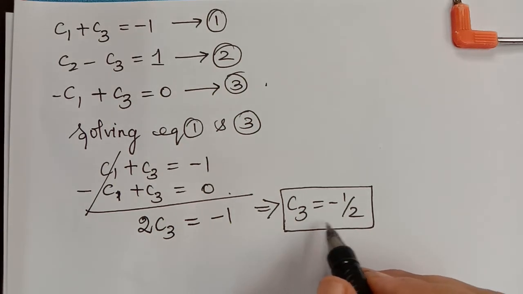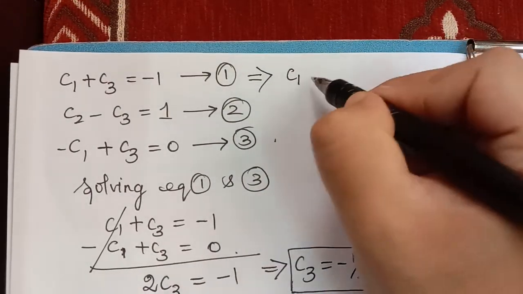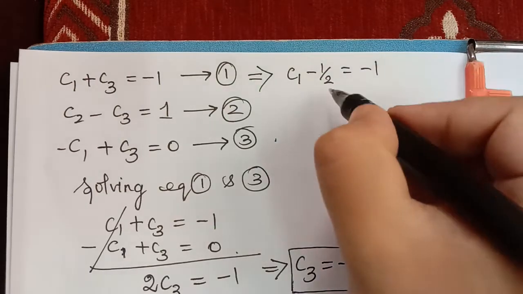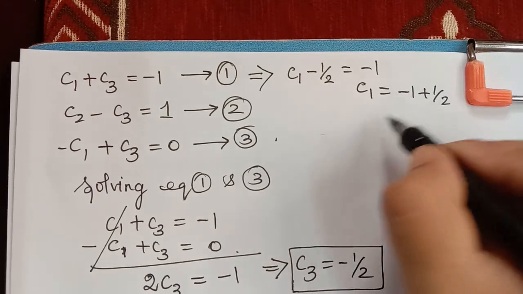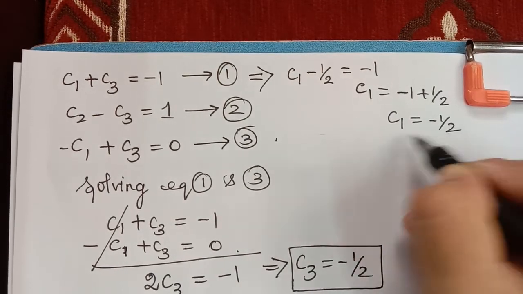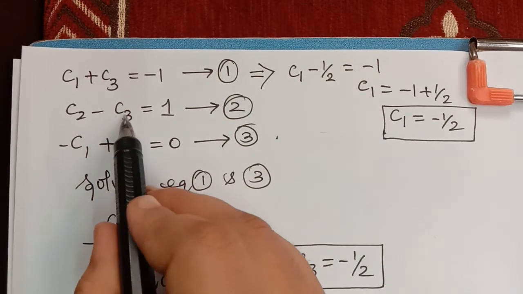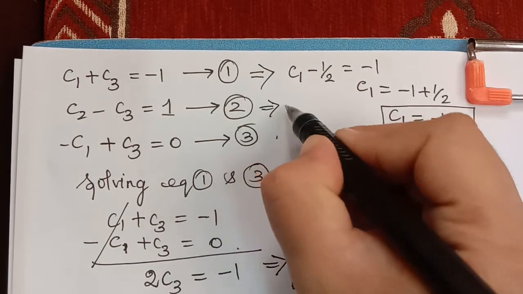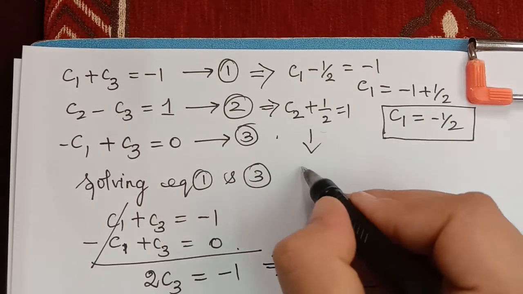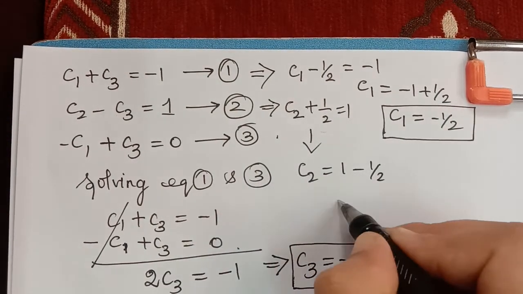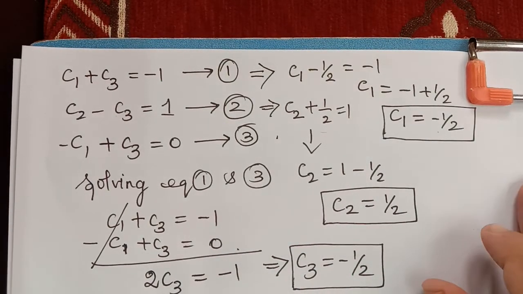Now substituting c3 as minus 1 by 2 in equation 1, we get c1 minus 1 by 2 is equal to minus 1. From this, c1 will be equal to minus 1 plus 1 by 2, that is, c1 is equal to minus 1 by 2. So the value of c1 is minus 1 by 2. Similarly, c3 equal to minus 1 by 2 can be substituted in the second equation. From that we get c2, minus into minus will become plus, 1 by 2 is equal to 1, and from this we obtain c2 to be equal to 1 minus 1 by 2, that is, 1 by 2. So therefore the values of c1, c2, c3 are obtained here.